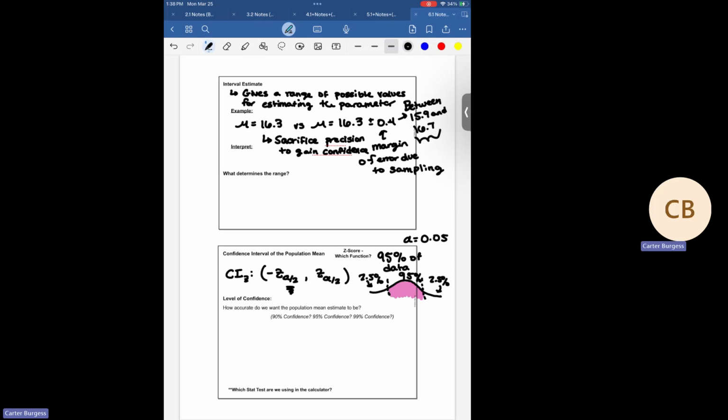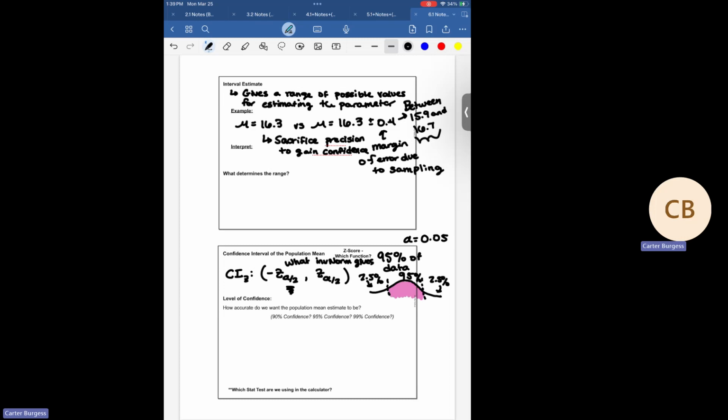Essentially, though, this is just what the calculator gives. This is what inverse norm gives. Are these z-scores? So it's not particularly crazy here, right? This is literally the 1.96 plus or minus that you guys got from the bell work. Okay.